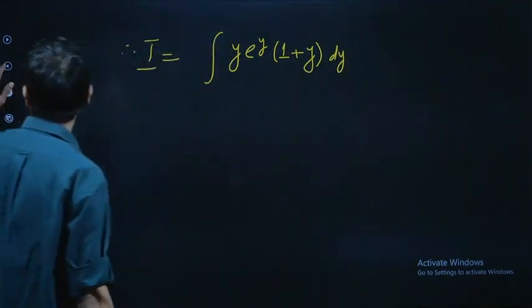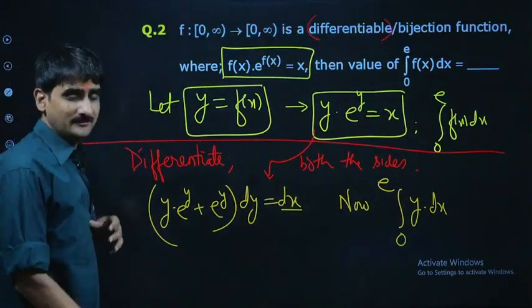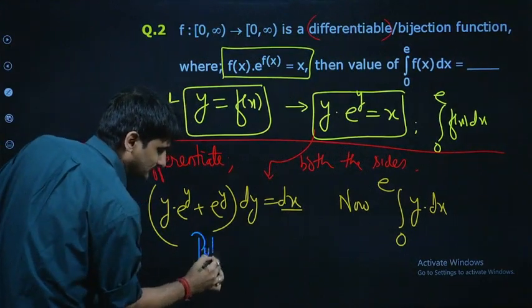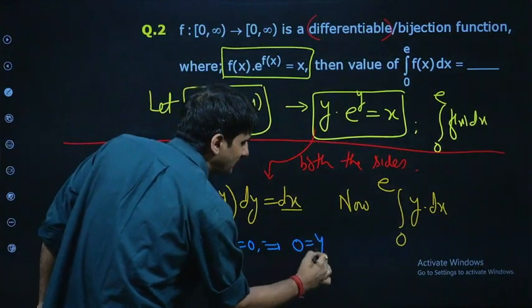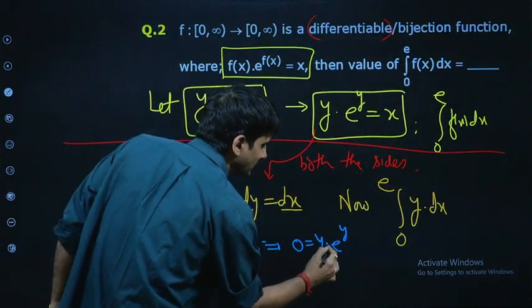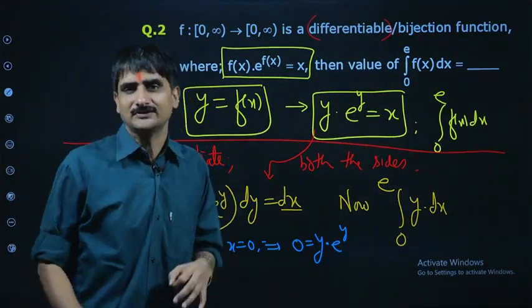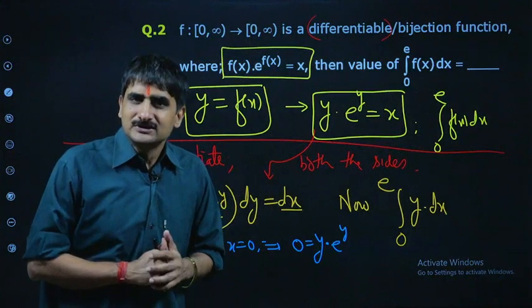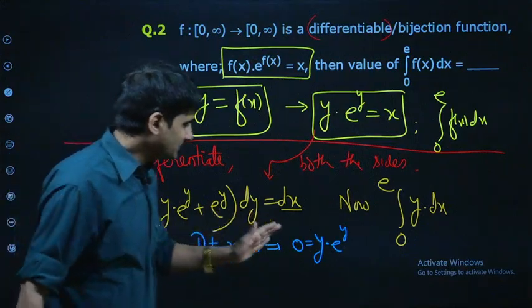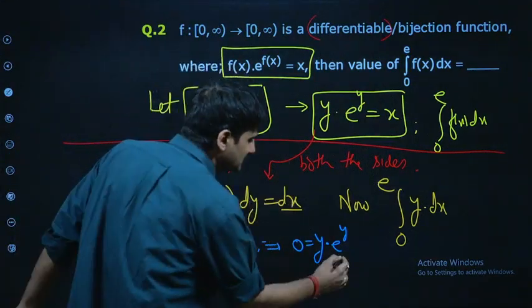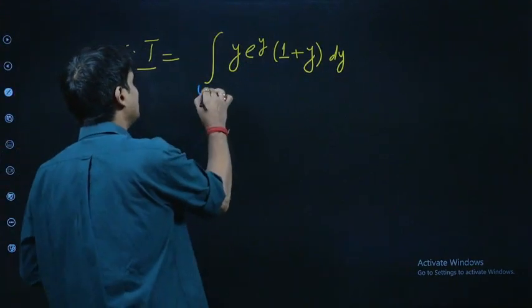Now what about the limit here? To get the limit, I will put x = 0. So we have 0 = y e^y. Now tell me, can an exponential ever be 0? The answer is of course not. An exponential function can't be 0 at any point of time, so that means y has to be 0. So when x is 0, y is 0, so you got the lower limit.